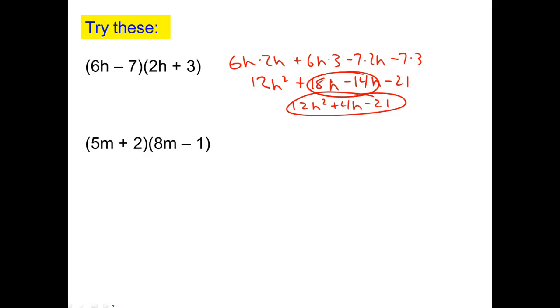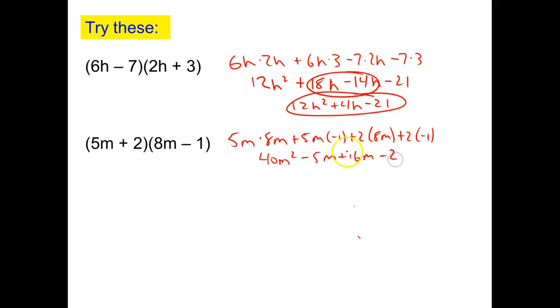Here's another one for you to try. Again, my middle two terms combine, and I end up with 40m squared plus 11m minus 2.